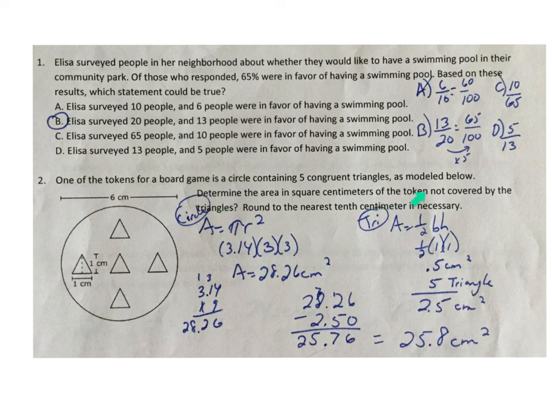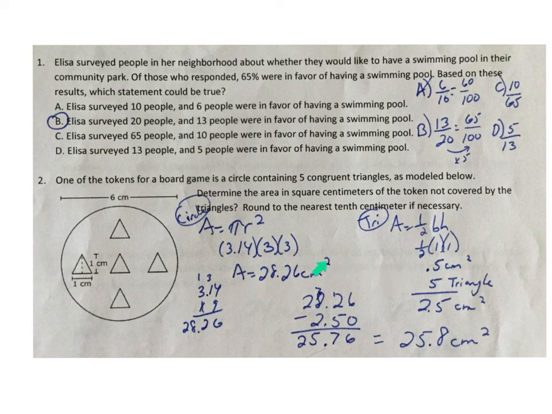But it says in there, not covered by the triangles. So you've got to calculate those triangles. One triangle is 1 by 1, but don't forget it's half. So 1 times 1 is 1, but half of it is 0.5. So 0.5 times 1, 2, 3, 4, 5 of them gets you 2.5.